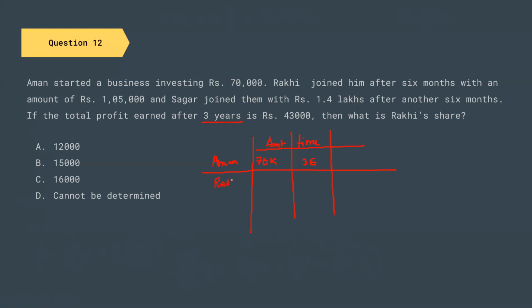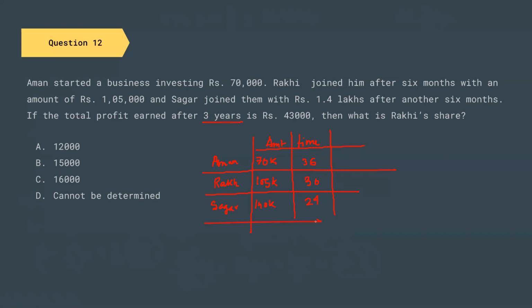Then Rakhi joined. Rakhi joined with 1 lakh 5,000, so I can write 105k, and she joined after 6 months. So she joined at 30 months. That means she invested her money for 30 months. And after Rakhi, Sagar joined and he invested 1.4 lakhs. That means 140k. So that gives Sagar 24 months of investment time.